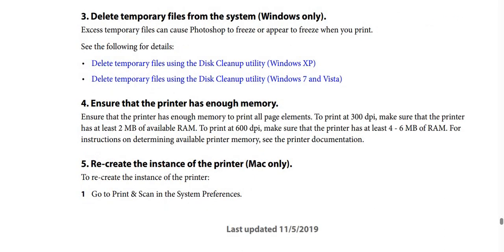Number 4, ensure that the printer has enough memory to print all page elements and to print at 300 dpi. Make sure that the printer has at least 2 megabytes of available RAM, and to print at 600 dpi, make sure that the printer has at least 4 or 6 megabytes of RAM. And for instructions on determining available printer memory, see the printer documentation.